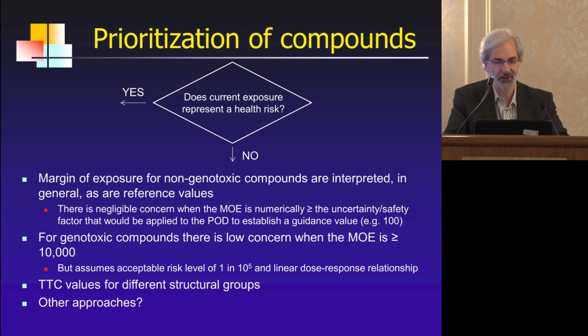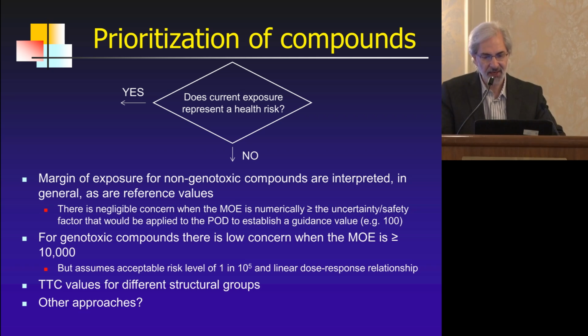But this is based on the potential assumption of a risk level of 1 in 10 to the 5, 1 in 100,000, which is 10 times above the 1 in 10 to the 6 the virtually safe dose is based on, and it's based on an implicit assumption of a linear dose-response relationship.